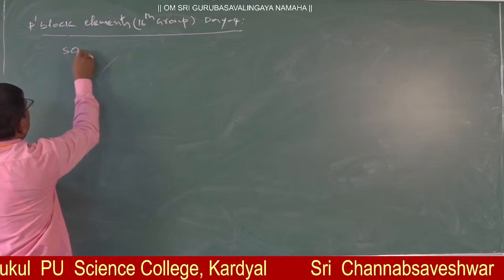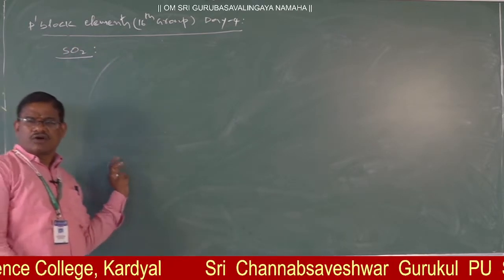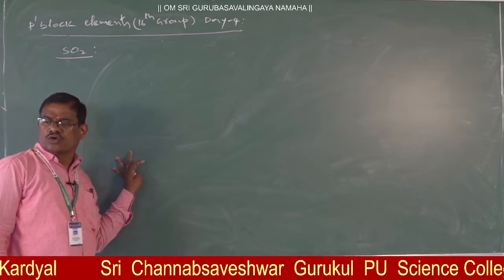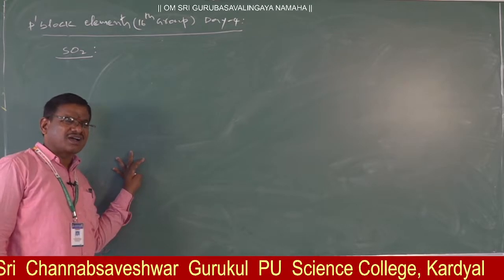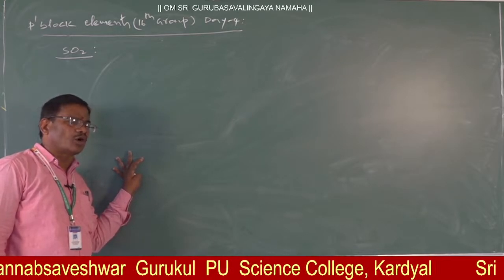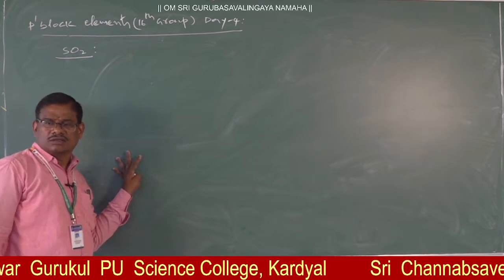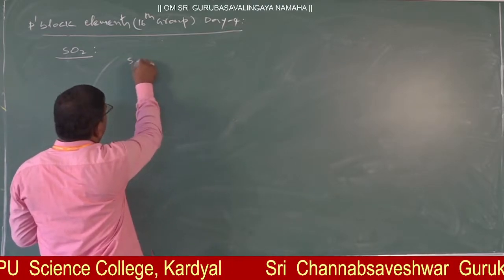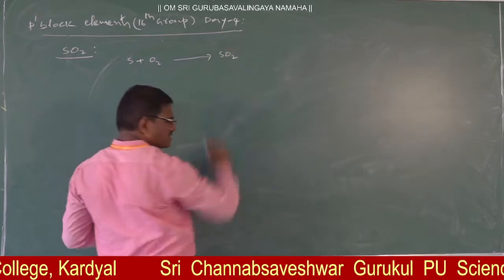Compounds of sulfur, one of which is sulfur dioxide. Actually, sulfur can form two kinds of oxides: one is SO2, the other is SO3. Clear? SO2 is a colorless gas with a pungent odor. Its preparation: directly burning sulfur in oxygen converts it into sulfur dioxide.